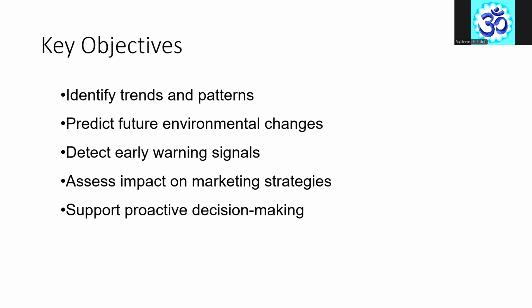We have seen key objectives of environmental monitoring, which includes identifying trends and patterns. So if there is some kind of trend in the market, then it will be useful to follow that trend through environmental monitoring. Predict future environmental changes. If there are changes in a future environment, then we can easily predict them through environmental monitoring. We can detect early warning signals, like if there is a situation like a lockdown coming, then we can detect it early through environmental monitoring.